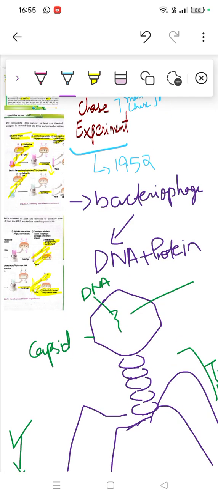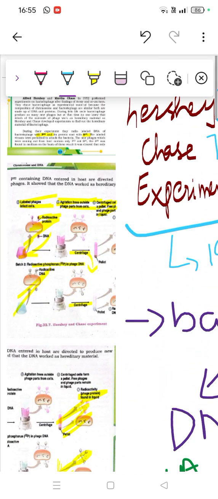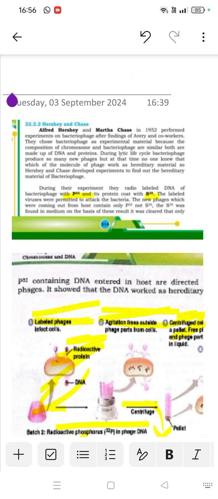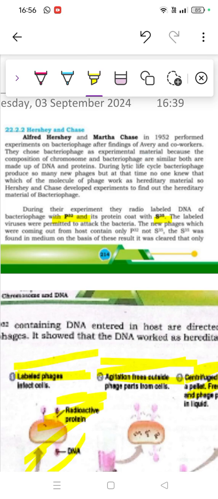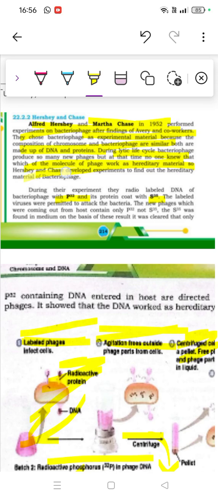So let me add a picture of this again, then we'll read it out. What's written? First, there were Alfred Hershey and Martha Chase. These two scientists did the experiment in 1952. The experiment was done on a bacteriophage. Why? Because the composition of bacteriophage and bacterial chromosome are quite similar. They are both made up of DNA and protein. So during the lytic cycle, we observe which molecule of the phage works as the hereditary material. So Hershey and Chase developed an experiment to find out the hereditary material of bacteriophage.